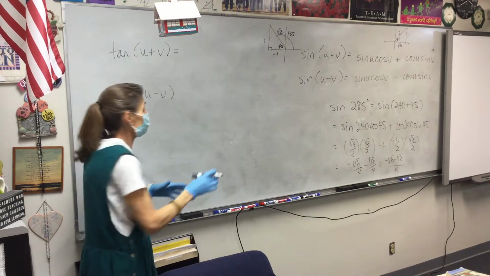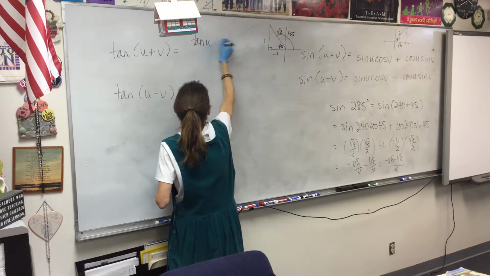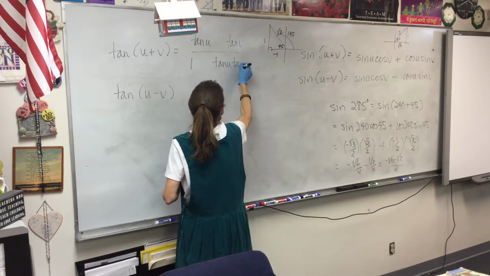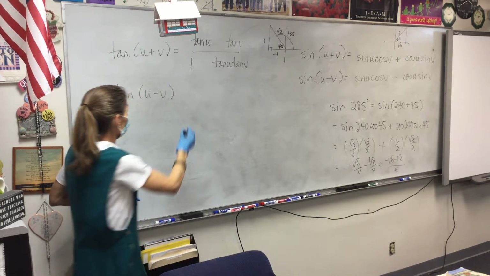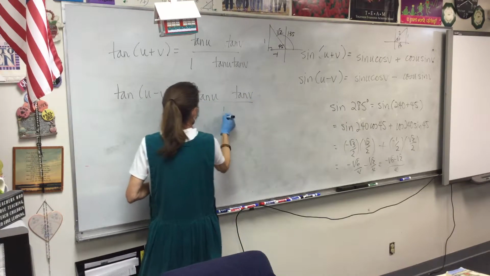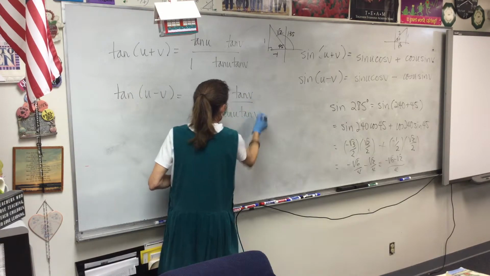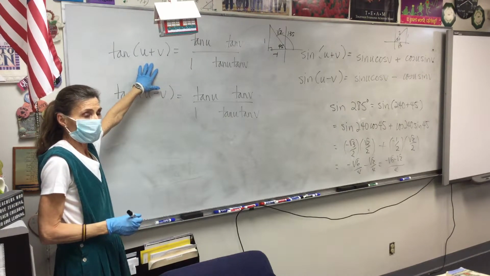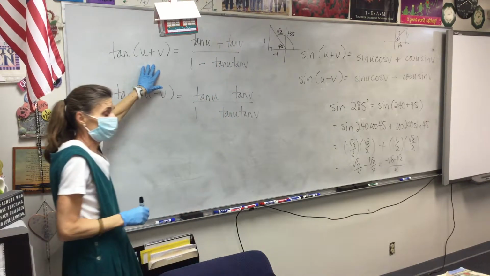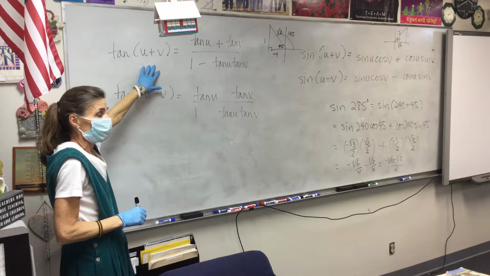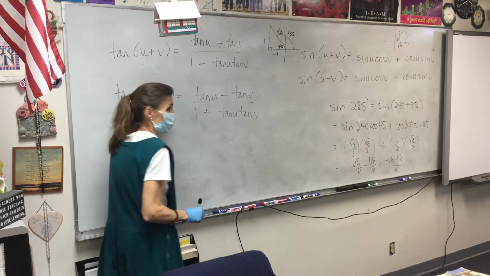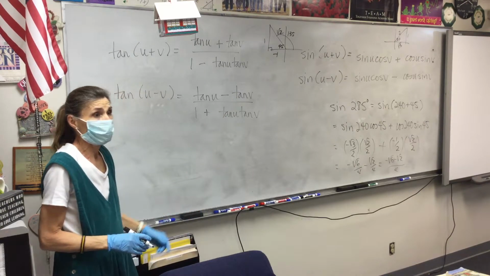The pattern for the tangent is tan U plus or minus tan V over 1 minus or plus tan U tan V, for both of them. If you're adding, if it's a plus problem, then you got the plus on top and the minus on the bottom. If you're subtracting, then you have the minus on the top and the plus on the bottom. Now, I will tell you how I remember that. You can take it or leave it.